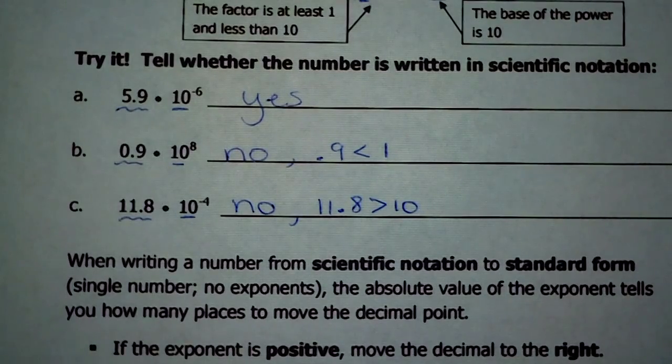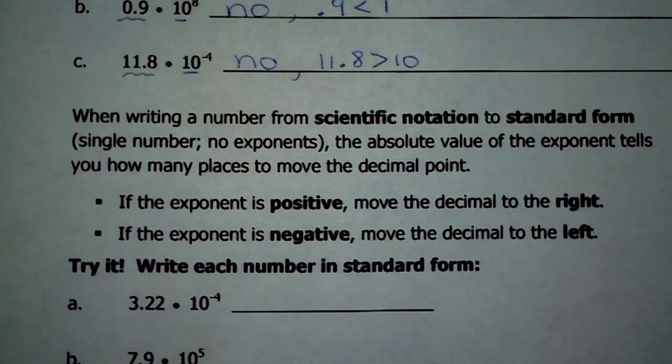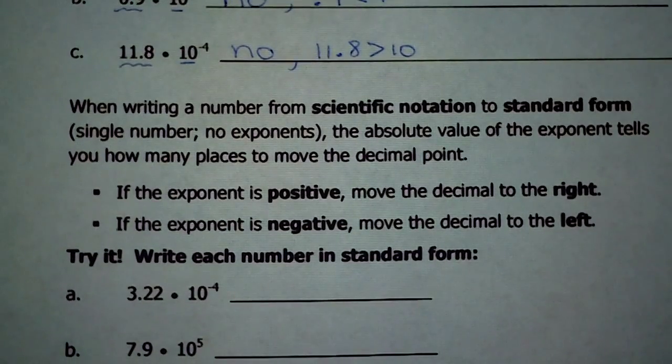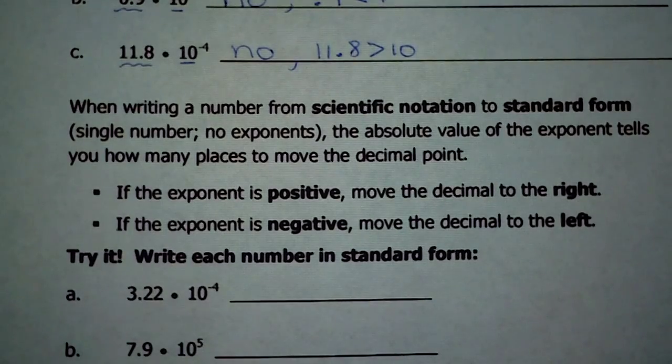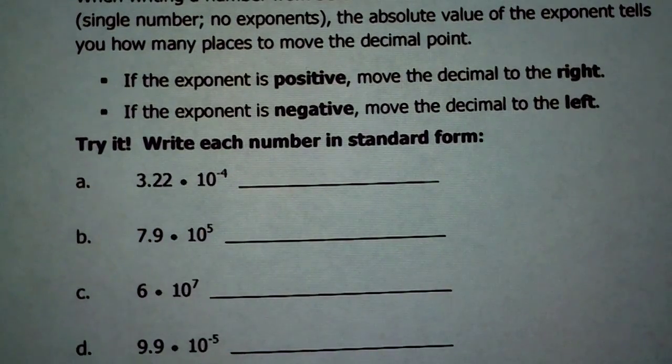It's really that easy. All right, the next part of this, I want you to be able to read scientific notation and go from scientific notation to standard form. And standard form is basically like, what is it actually worth? It's a single number, no exponents, and basically the absolute value of the exponent is going to tell you how many places to move your decimal point. So when you see expressions like these down here, I have 3 and 22/100 times 10 to the negative 4th.